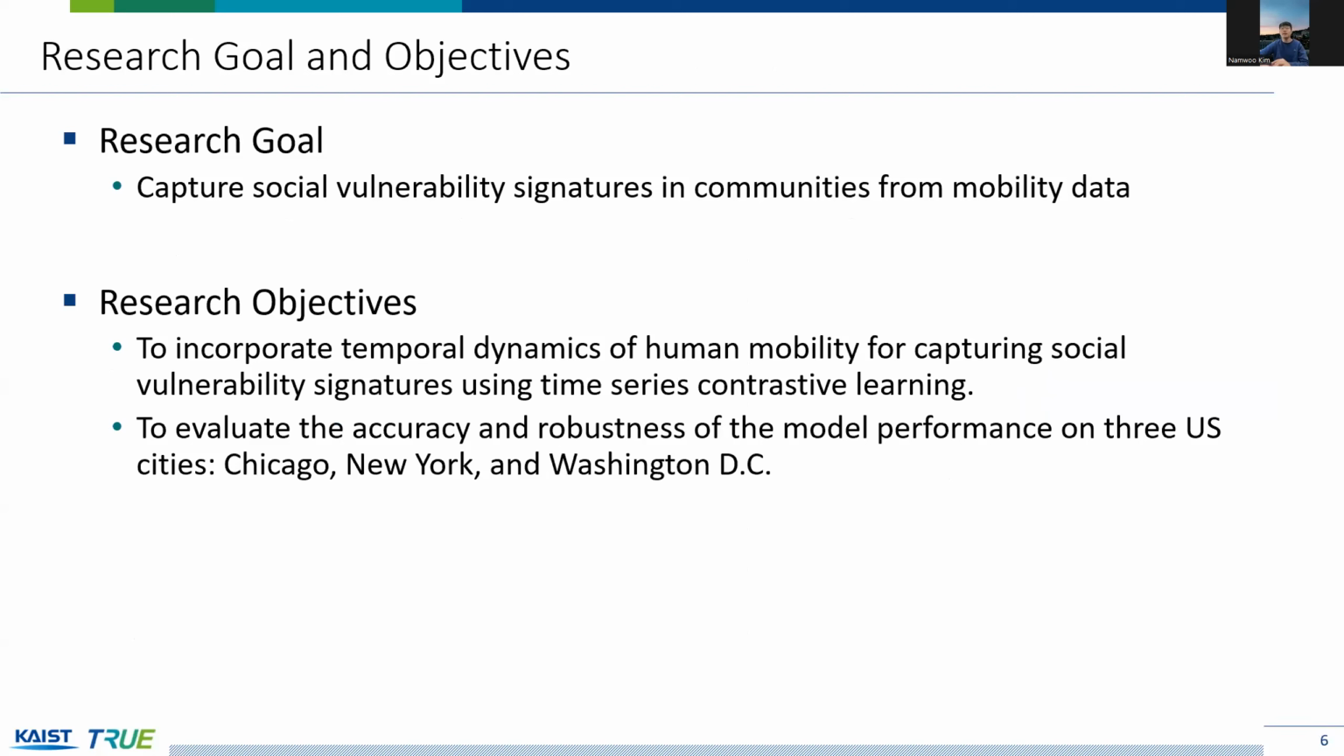So here is the research goal and objectives. The main goal is to capture social vulnerability signatures in communities from mobility data. Specifically, we incorporated the temporal dynamics of human mobility for capturing social vulnerability signatures using time series contrastive learning. And the proposed model is evaluated on 3 US cities: Chicago, New York, and Washington, D.C.